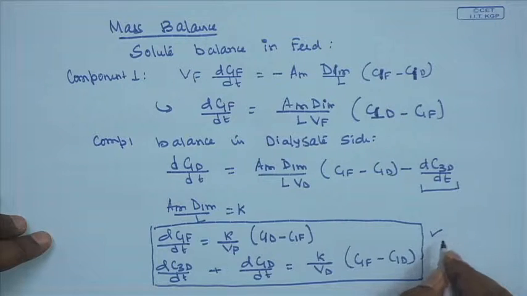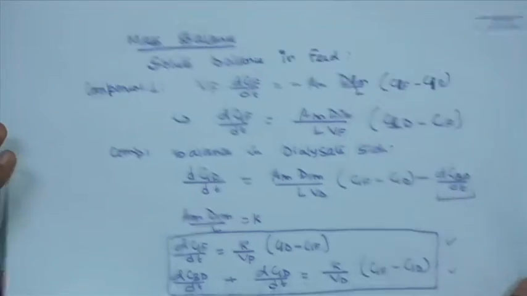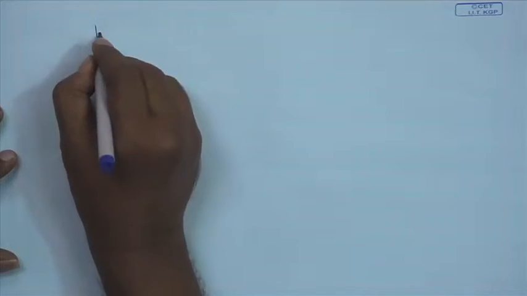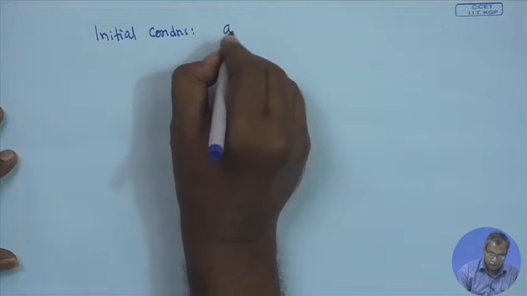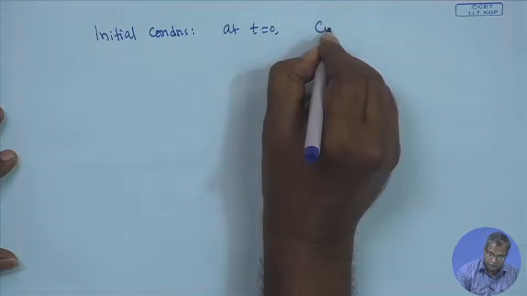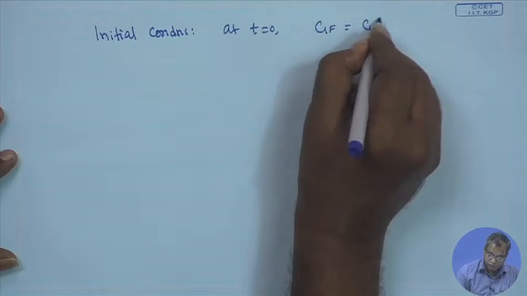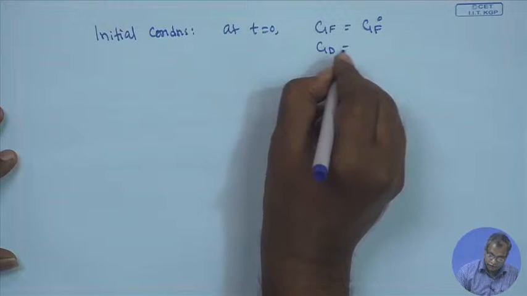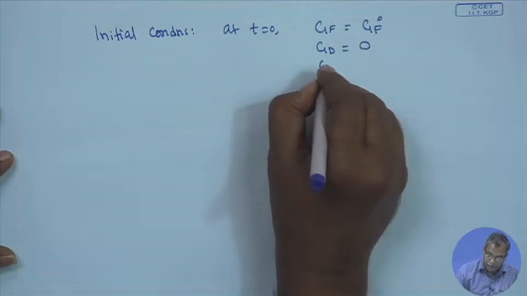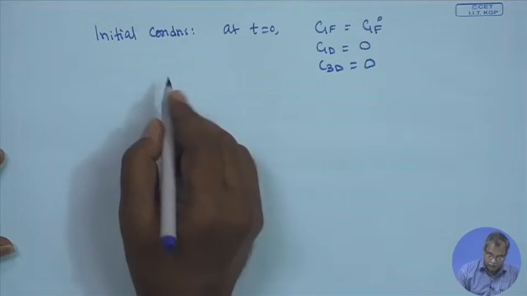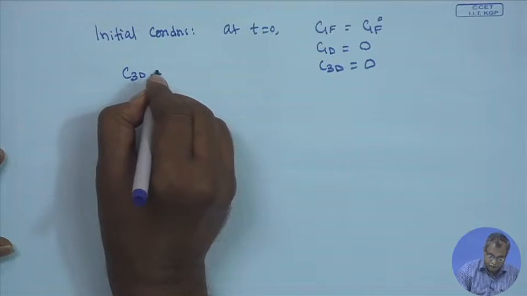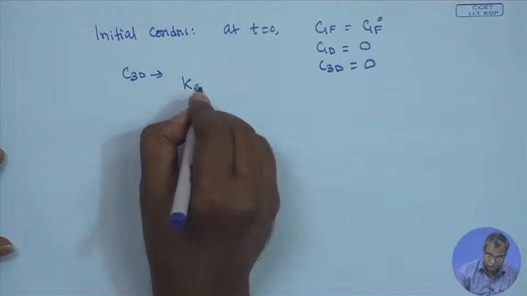so that we can have the maximum separation possible. We have written down the governing equation of solute 1 in the feed side, and the governing equation of solute 1 in the dialysate side, and now we will look into the initial conditions of this problem. The initial conditions are: at time t equal to 0, we have C1f equal to C1f naught and C1d equal to 0, because there is no solute initially, and C3d equal to 0, because there is no anilinium ion formed initially.